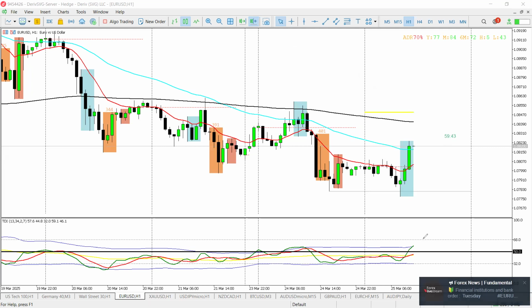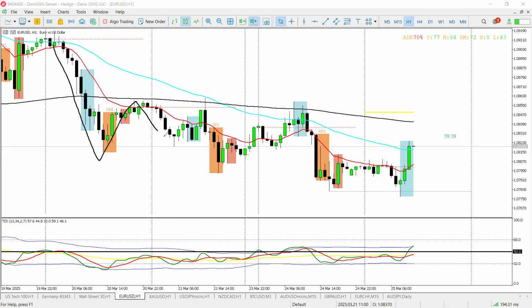So looking at Euro USD today, the price has been in a bearish move for a couple of days now, and we've had this little downtrend going on. So what happened today is price started by actually taking out yesterday's liquidity here. So we hit yesterday's low and we had a nice rejection candle right on the zone here.